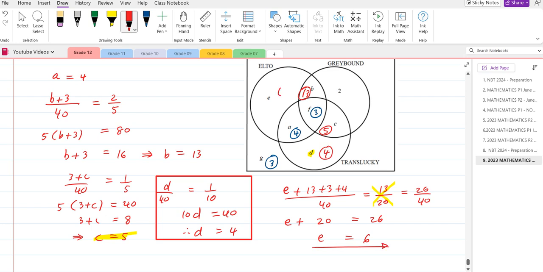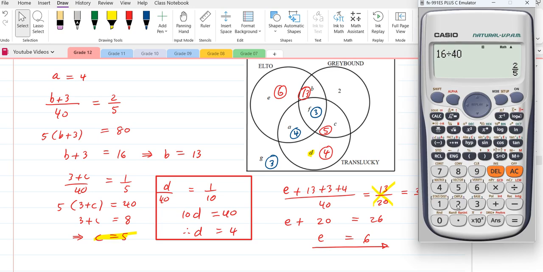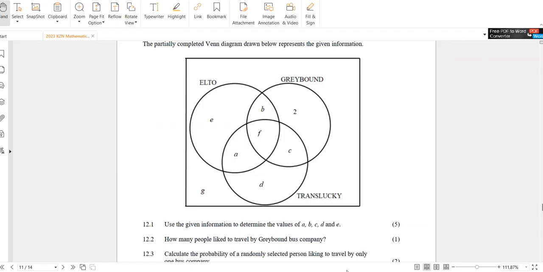Right, so we've got everything. Alto is 6. So most of the information is given. Now add up everything and see if you get 40. We know Alto, the entire circle, is 26. 26 plus 5 and 4 is 9. So you got 26 plus 9, which is 35, plus 3 plus 2 is 40. So now we've got everything inside here. Perfect, guys. Nice questions.